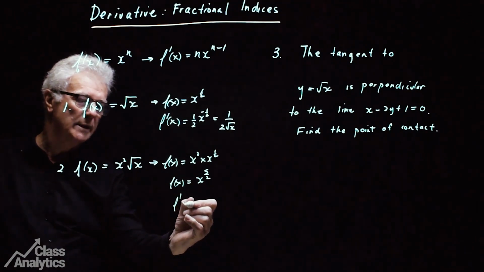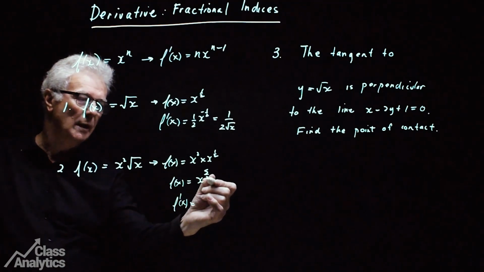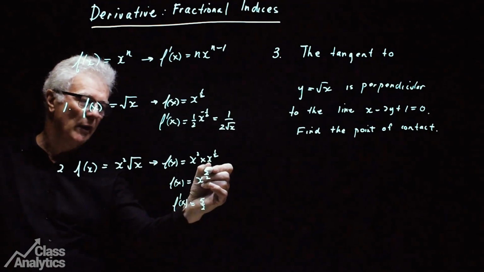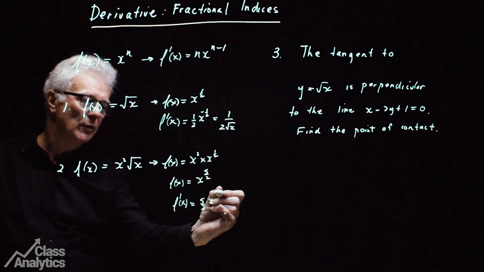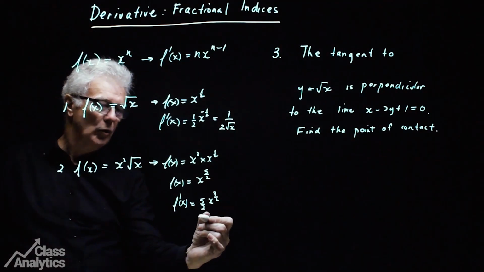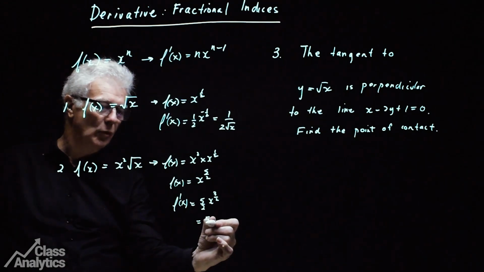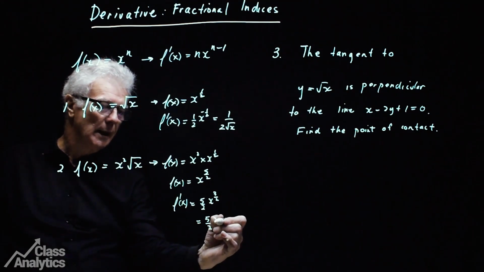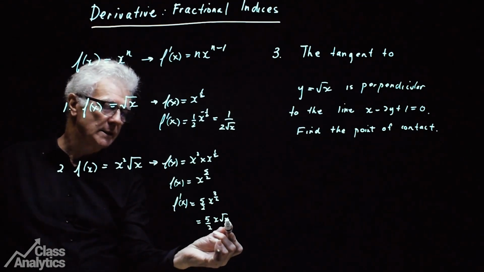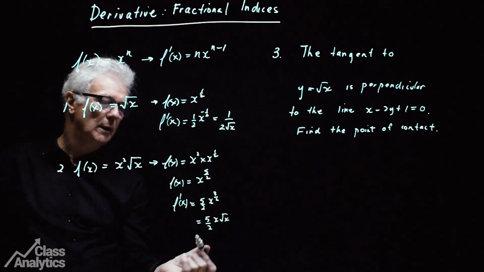So f dash x is equal to the 5 over 2 comes down, and we take 1 away from that, becomes x to the 3 over 2. You could leave it like that, that's absolutely fine, or you could put it back in the square root form, and that becomes x root x. So that's x to the 1, x to the half, 1 plus a half is 3 over 2.